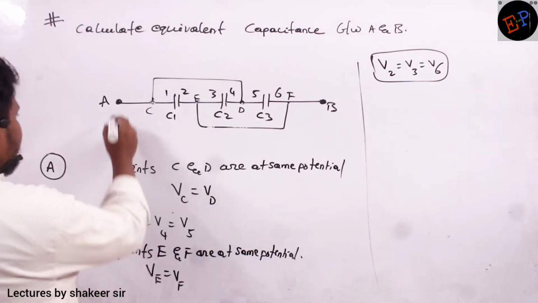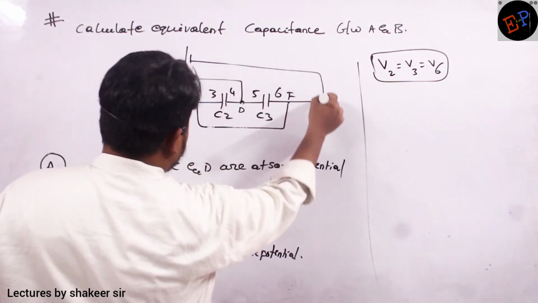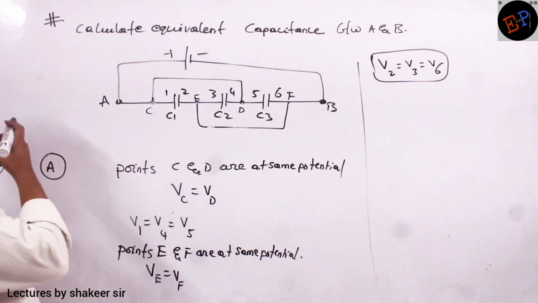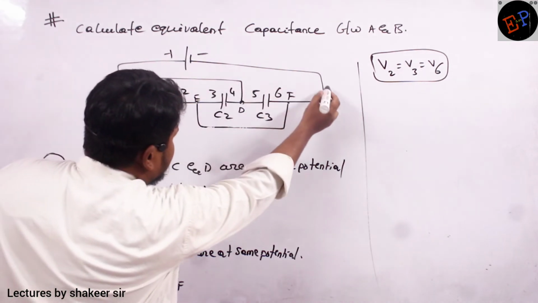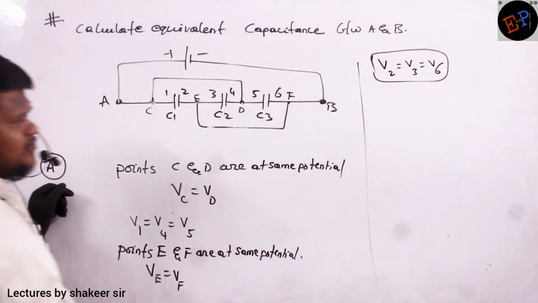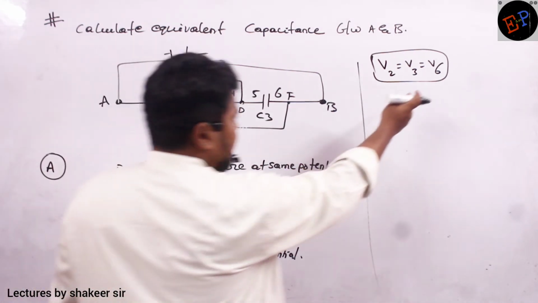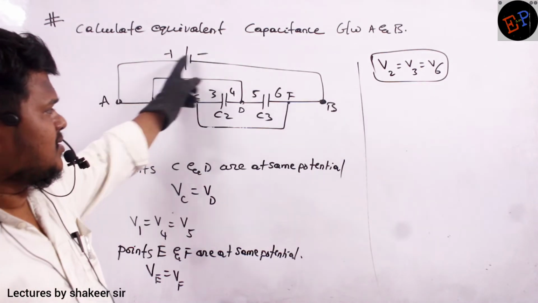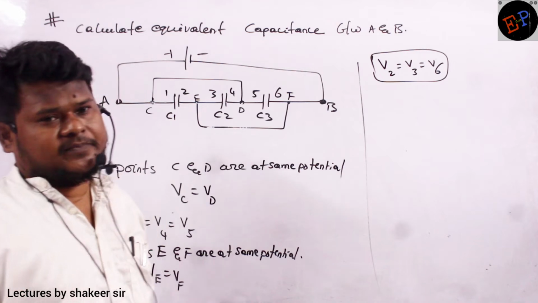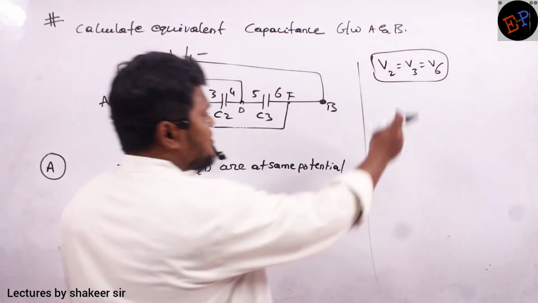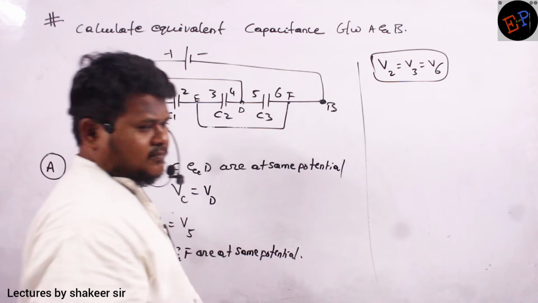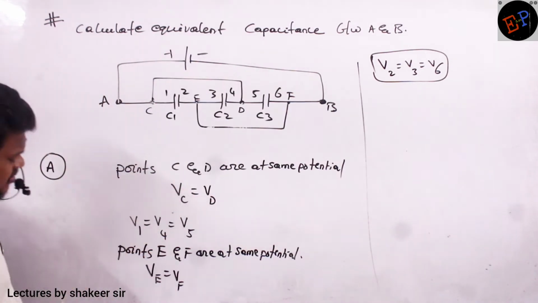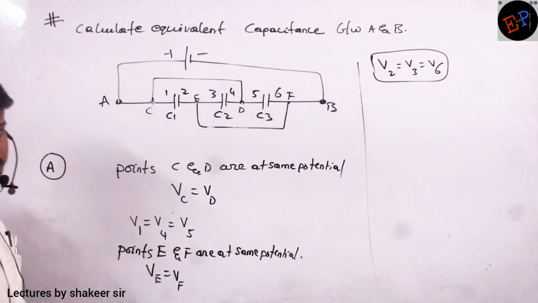Now see, if I connect a battery here like this, so this is positive terminal, this is negative terminal. Negative terminal is connected to which plate? F plate. F plate means the sixth plate. If I connect battery like this, then the negative terminal is connected to sixth plate. It means 6, 3 and 2 are at negative potential. So therefore, definitely I can say 1, 4, 5 will be at positive potential.